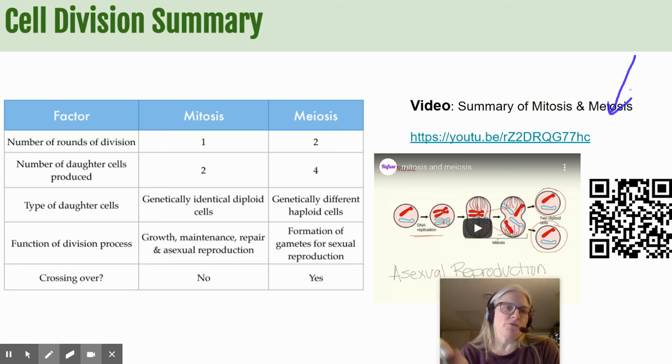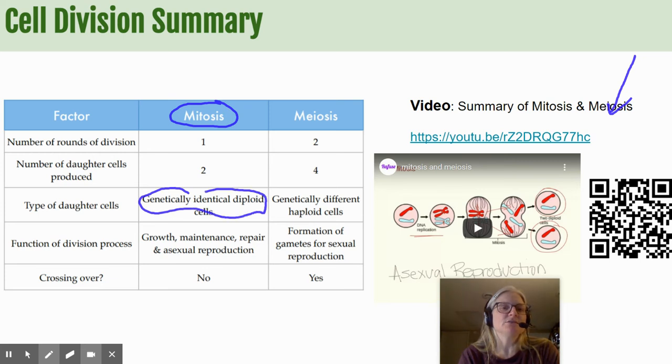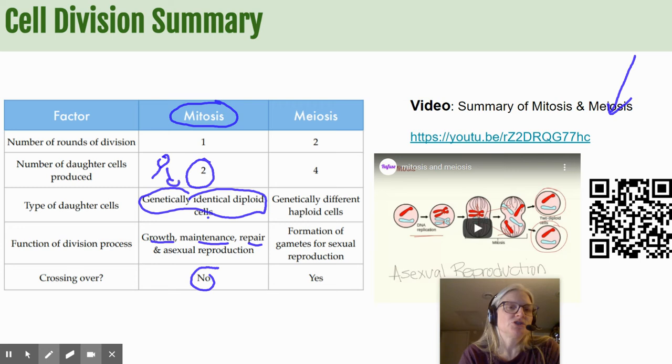Here is a good chart overview of some of the key things you probably want to know for mitosis. Remember, this is the one that's creating genetically identical cells, or diploid cells. It's for growth, maintenance, and repair. And there is no crossover going to happen here. We want to create identical cells. We don't want variation occurring, right? And one cell is going to create 2 daughter cells. From one cell, you're getting 2 daughter cells to grow.